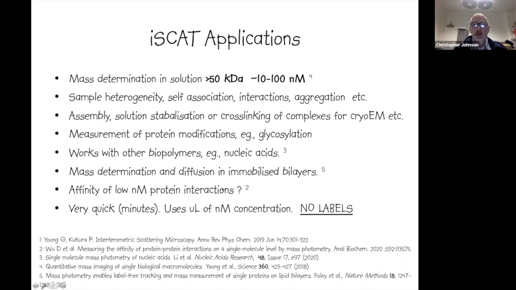People have also claimed that you can actually determine KDs of assembly, and it would be in the low nanomolar range. I'm not totally convinced by that, and I can discuss with people in more depth if they're interested. But the main application of this technique arises from the fact that it's extremely quick to do. It just takes a few minutes. It uses only microliters of nanomolar concentration sample, and we don't require any labels. So for that reason, it has great appeal.